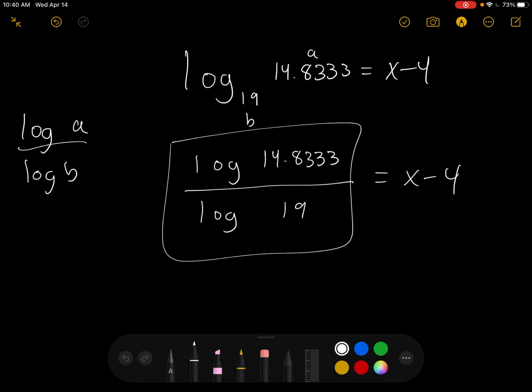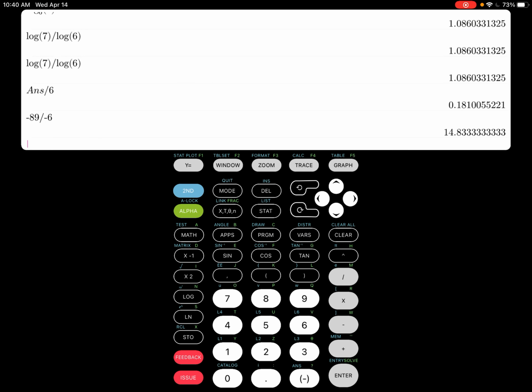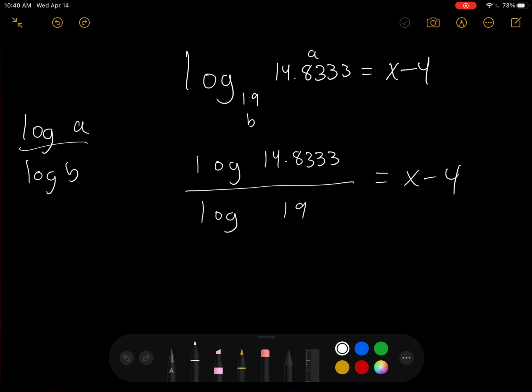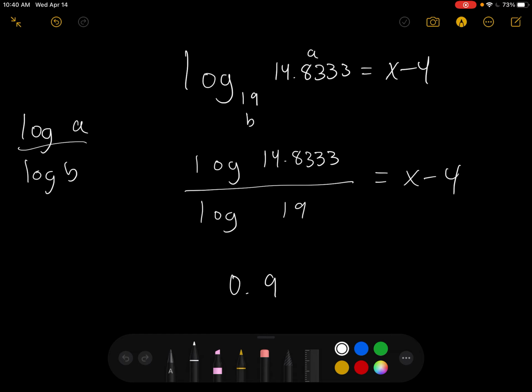So we're going to get a value for this, depending on if your calculator has the function. If you have the log base function, you're going to click math, log base 19 of 14.833, and you get this, right? If you don't have the log base function, you're going to have to use the change of base formula, which was log of 14.833 divided by log of 19, and you get the same value. So this is equal to 0.9159.